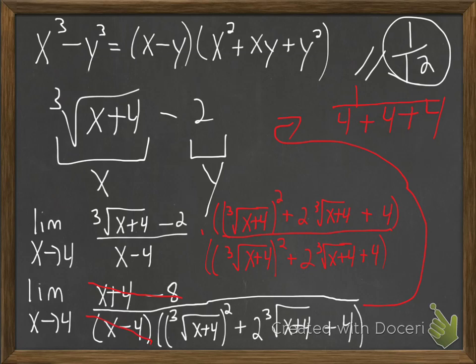Okay, and so there we've now computed the limit as x approaches 4 of the cube root of x plus 4 minus 2 over x minus 4. We found out, hey, it's 1/12. Okay, so I know everybody wants to get out and try their own cube root problem, so I'll let you go.